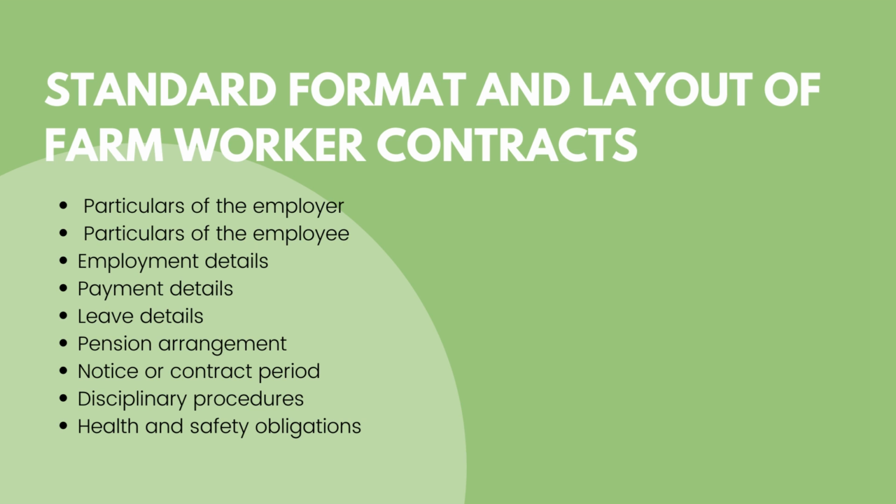Then it must also have employment details. These details will vary in different sectors, but they include the place of work, the date of employment, the normal working hours, the job title, the job description, entitlement to holidays, and the holiday pay. This contract should also include the payment details: the salary or wage rate, the calculation of wages, frequency of payment, overtime rate, if there is any, and other cash payments.